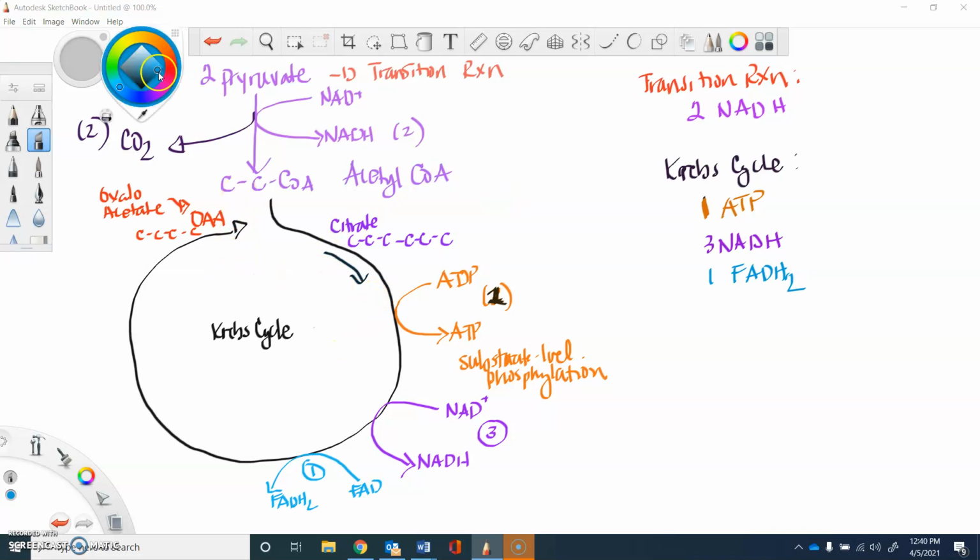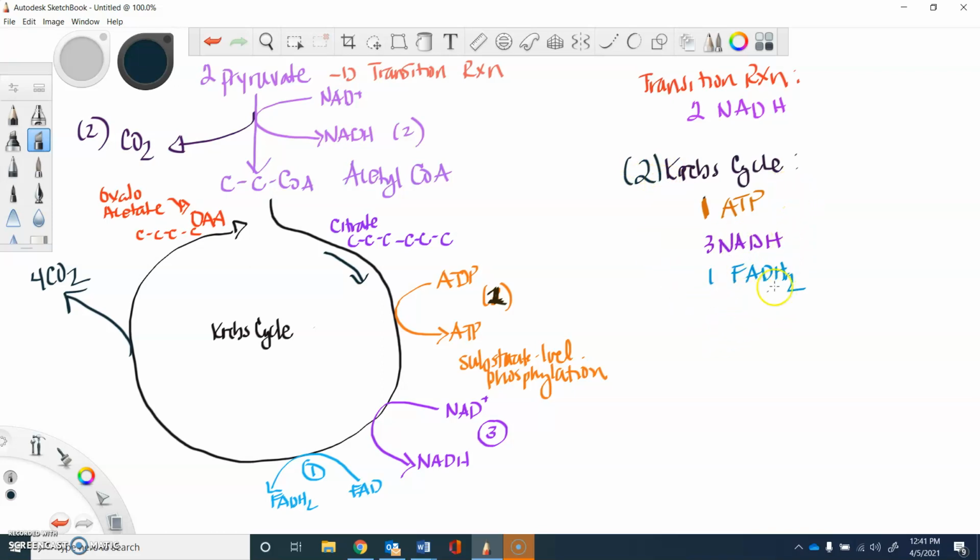We also get, since we're breaking off these 2 carbons, we're also going to lose some more carbon dioxide. So in total, we lose 4 more carbon dioxides, and that's where the 6 carbon dioxides come from in that equation that are the waste product here. All right, so there are 2 cycles of the Krebs cycle.